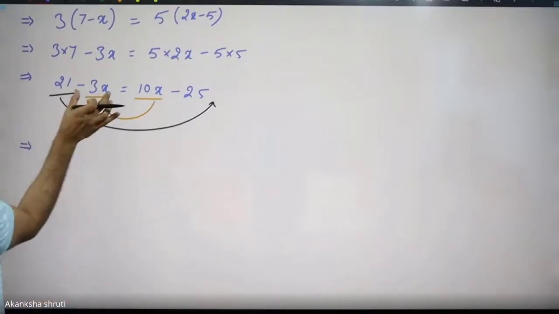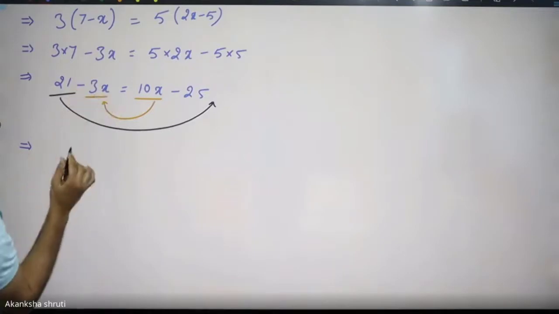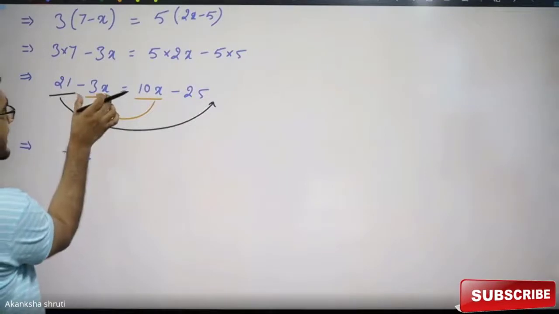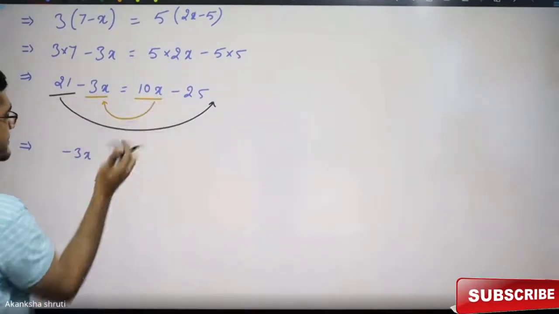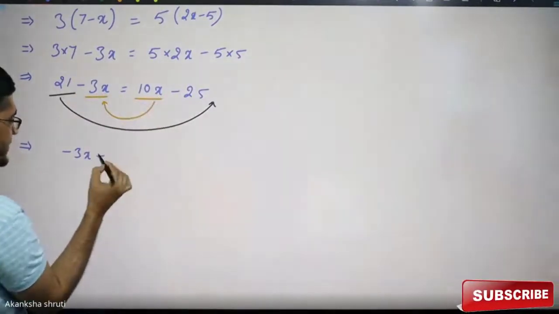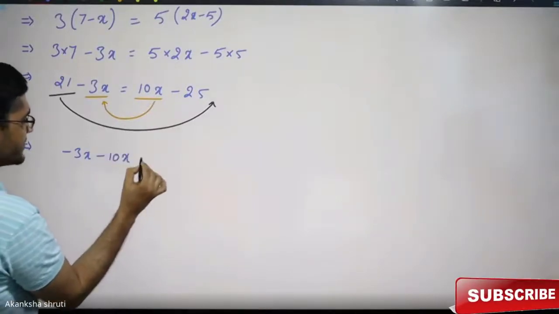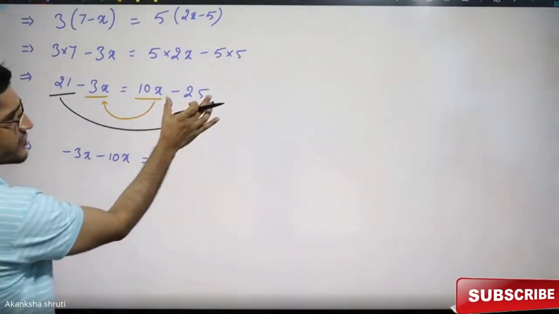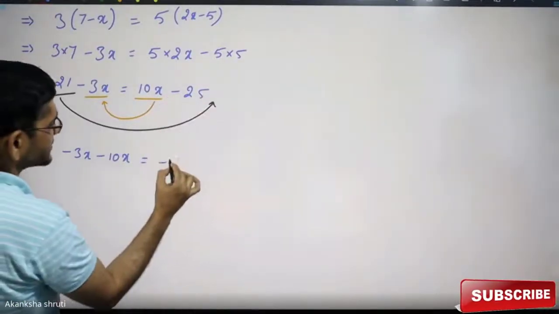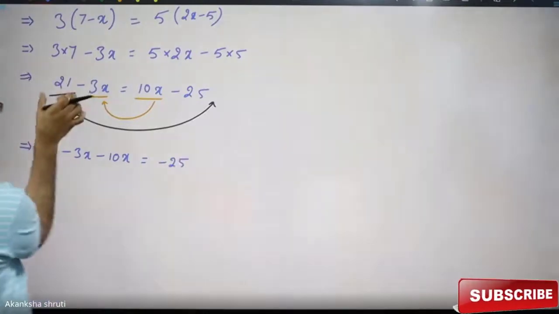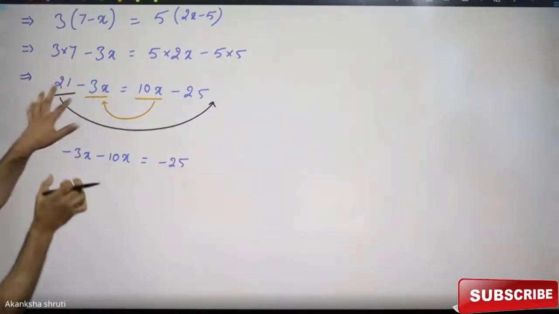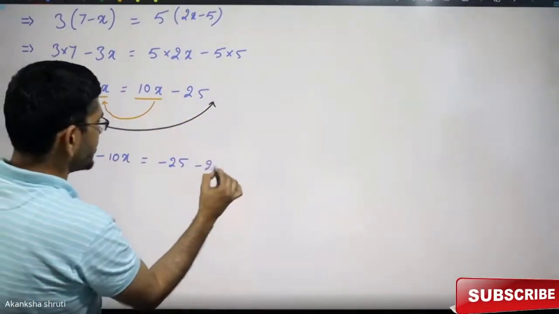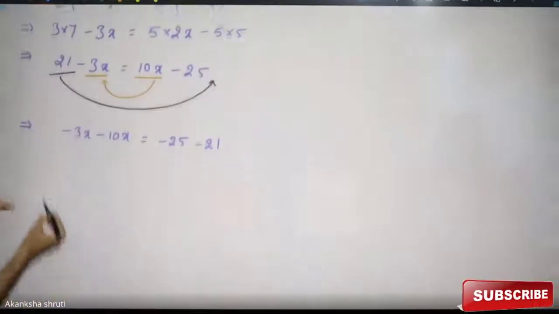So whatever is on the left hand side, you write it as it is. So minus 3x is already on the left hand side, and this 10x is positive on the right hand side. So it becomes minus 10x on the left hand side. Keep this equal sign as it is. What is on the right hand side? Constant, you write as it is. It is minus 25. While this 21 which was on the left hand side has to be brought now to the right hand side. It becomes minus 21. Now do it.